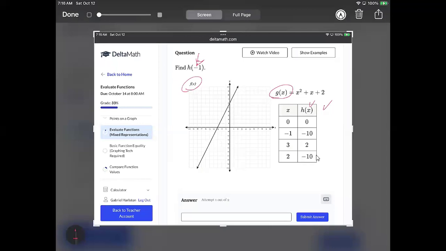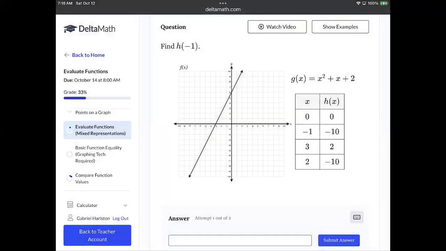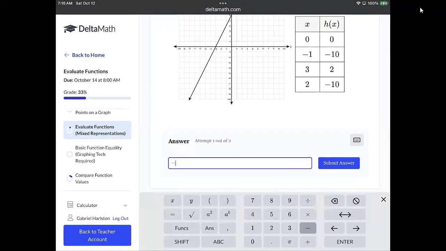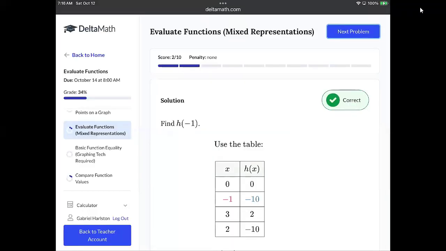So we're going to go to this because this is the h function. And we're looking for the input that's a -1. So the input is -1, and that means our output is going to be -10. So that would be our answer. So we're going to say it's -10, and then we submit it. It says, nice job. All right, so let's do another one.